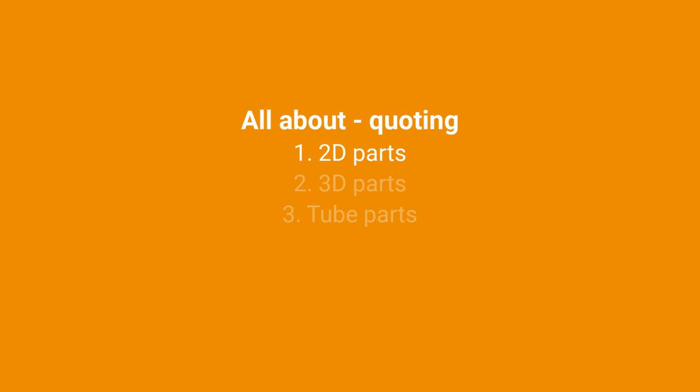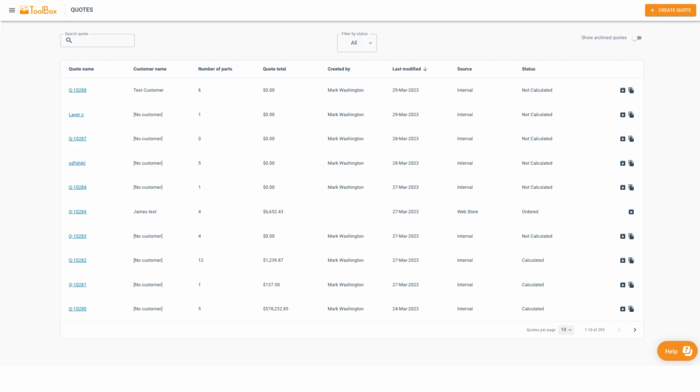Whenever you log into ToolBox, the first page you will see is the quotes page. You can search for a specific quote by typing the quote number here. The quotes can be sorted by the column headers here, and select how many quotes to view per page down here. There are two icons on the right-hand side of each quote.